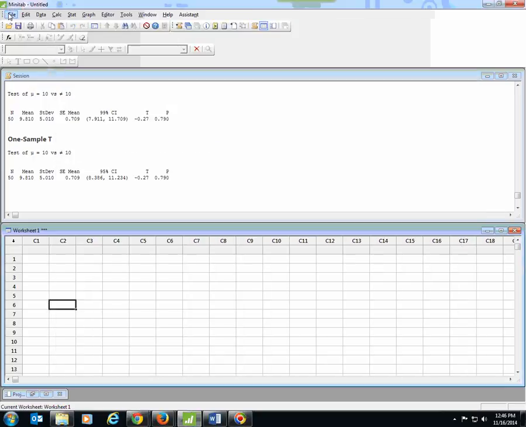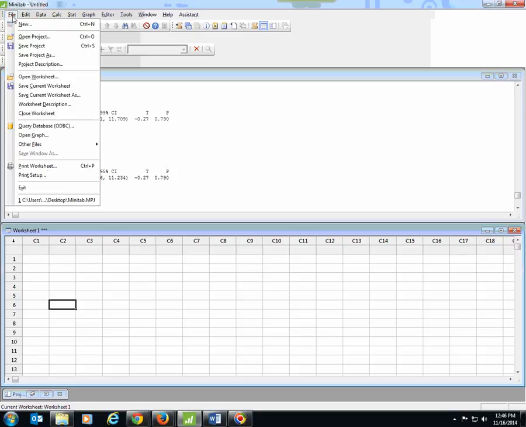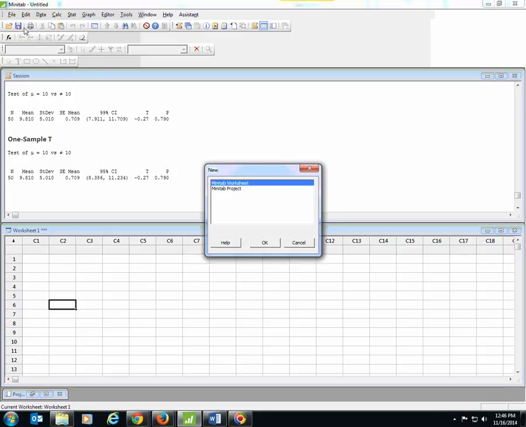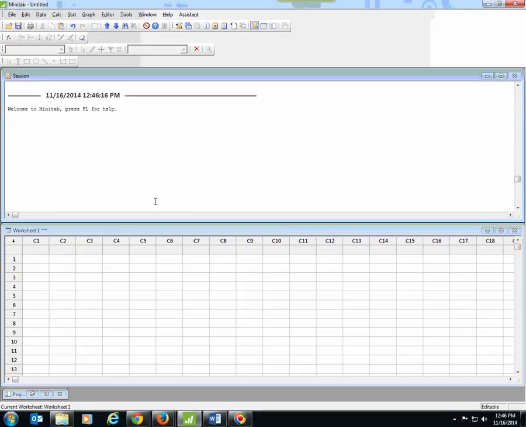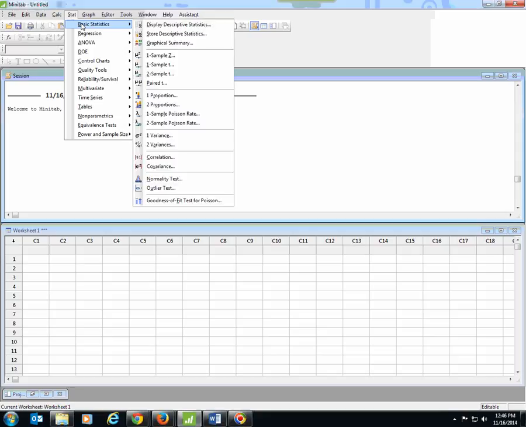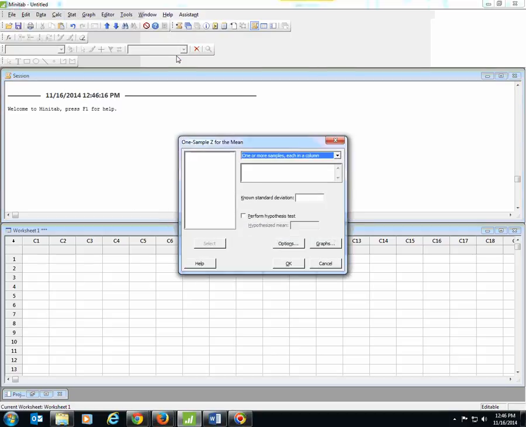All right, let's see if I can pull up a new worksheet. We're going to go to File. We want to have a new project. We don't need to save the other one because we're finished with that. We proved that they were wrong. Alright, we're going to go to Stat, Basic Statistics. And this time, since we do know the population standard deviation, we're going to choose a z-score. We want to find a z-test.